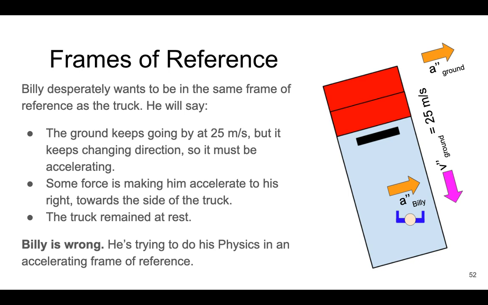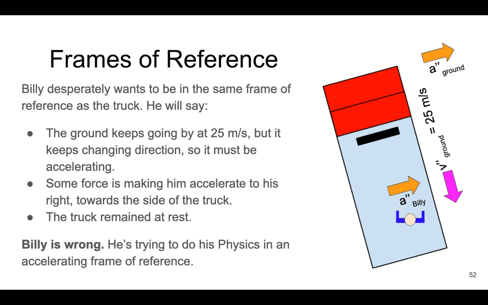So he's going to also say that some force is accelerating him to the right of the truck, and the truck is remaining at rest. So this is all very weird, but this is how you would describe it if you were sitting in a car and the car made a left turn. The key idea here is that Billy is actually wrong in some sense.